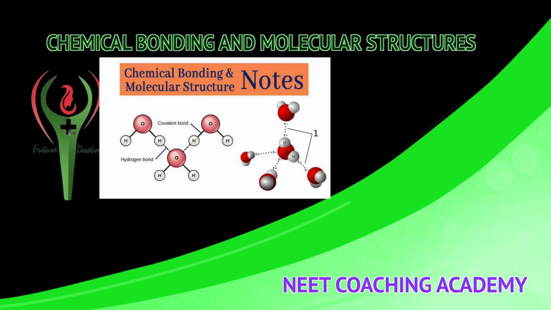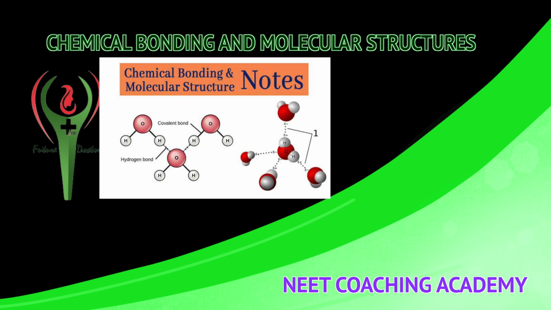Now we are going to look into the next topic, ionic bond. How is an ionic bond formed? Ionic bond is also called an electrovalent bond. An ionic bond is formed by complete transfer of one or more valency electrons from one atom to another, and it is called an ionic or electrovalent bond.